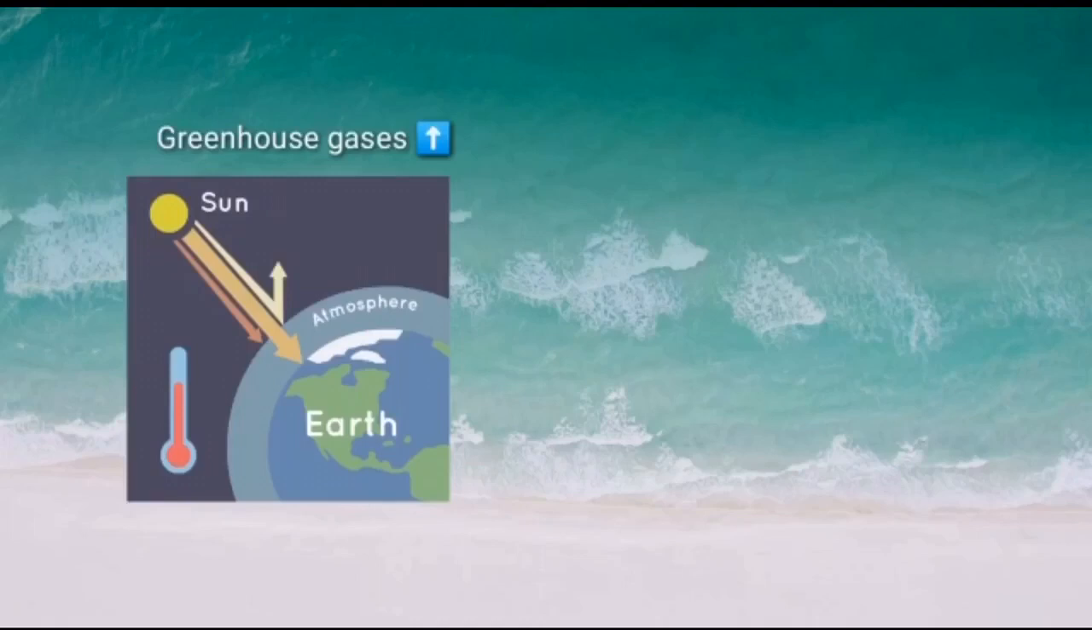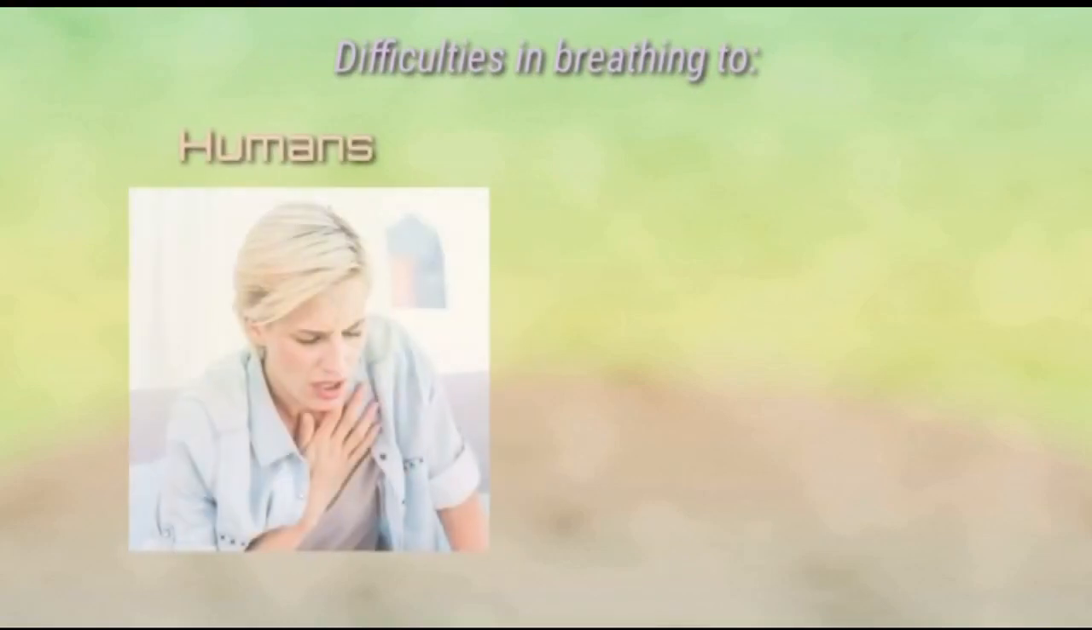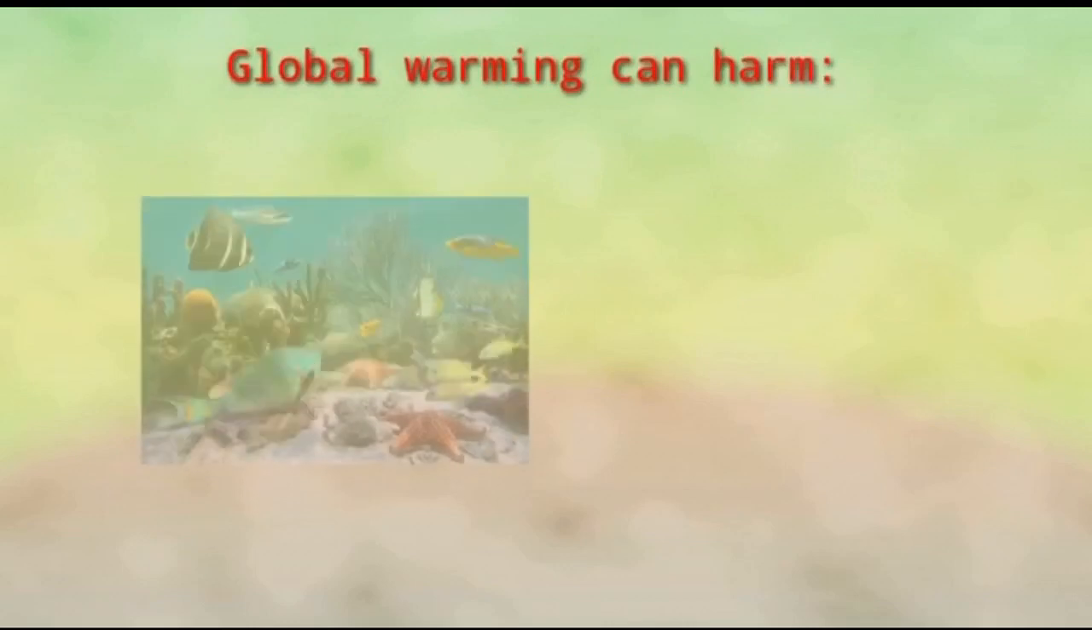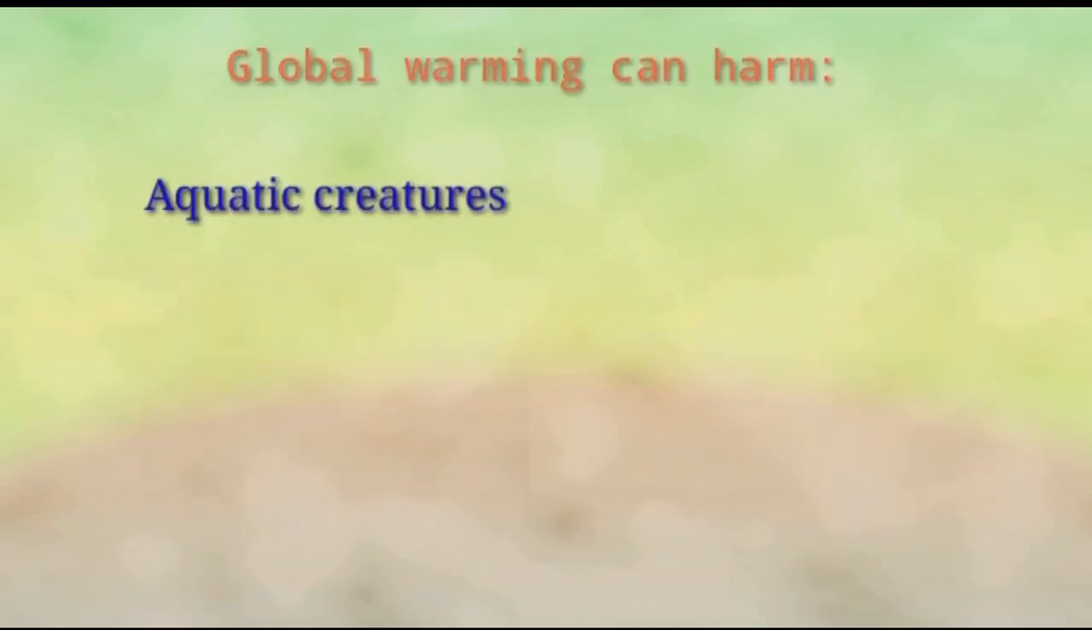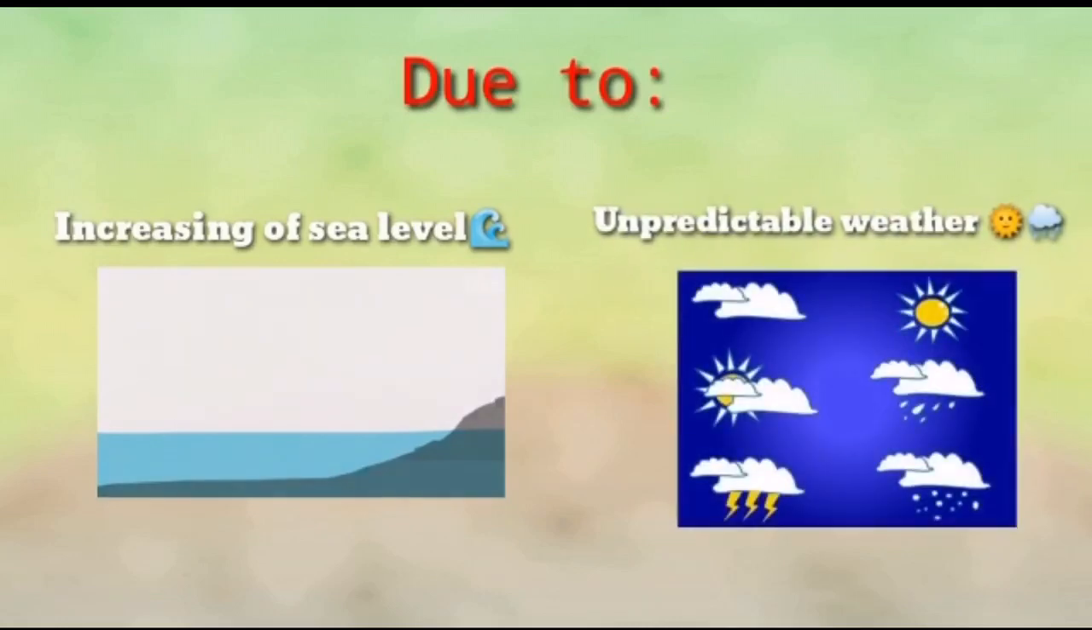This pollution can cause greenhouse gases to increase and global warming. It can also cause difficulties in breathing to humans and animals. Global warming can harm aquatic creatures and crops due to the increasing sea level and unpredictable weather.